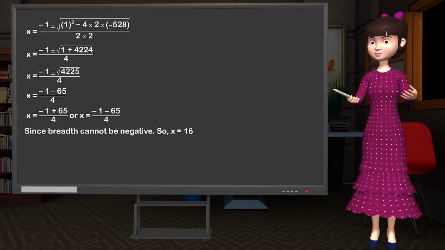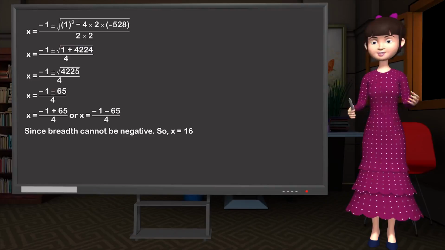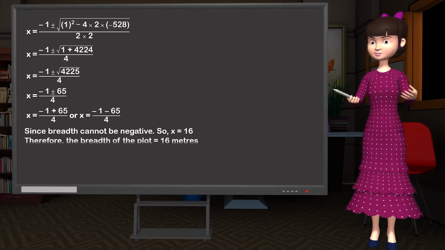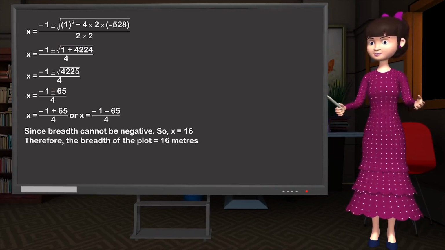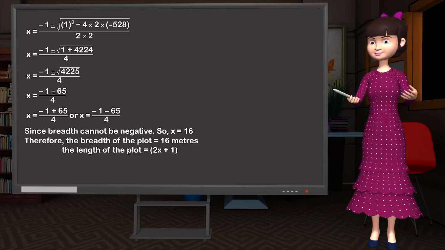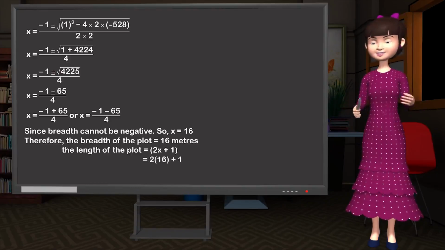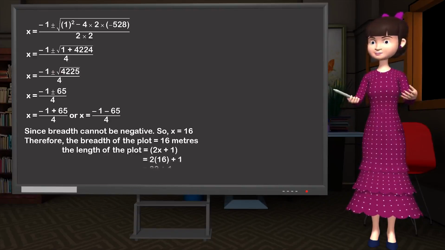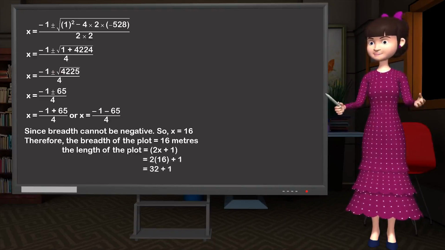Since breadth cannot be negative, x = 16. Therefore, the breadth of the plot is 16 meters and the length of the plot is 2x + 1, that is 2·16 + 1, which is 32 + 1, that is equal to 33 meters.